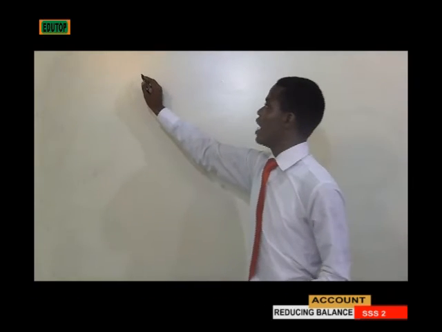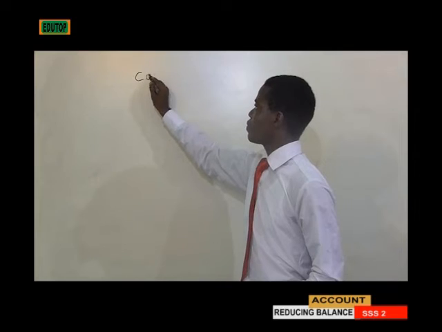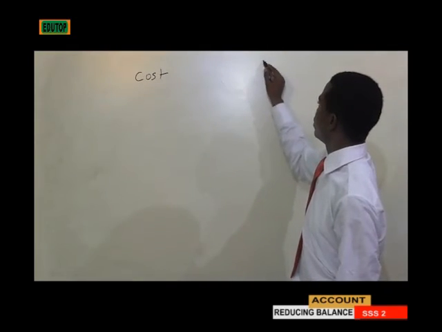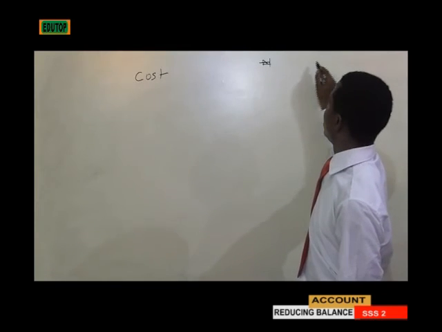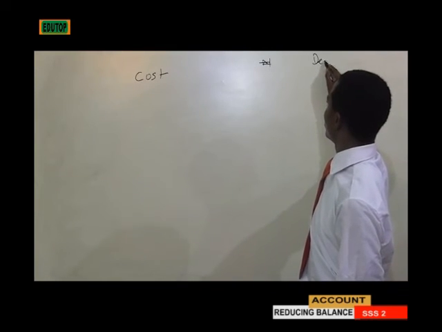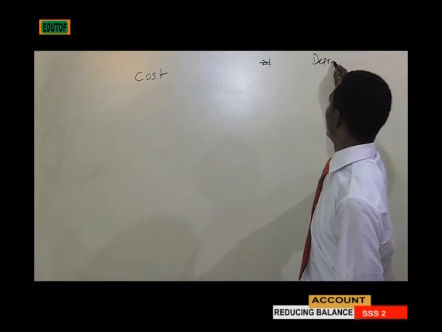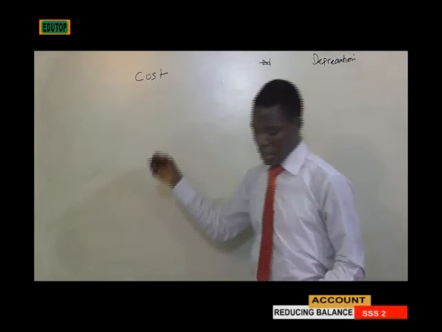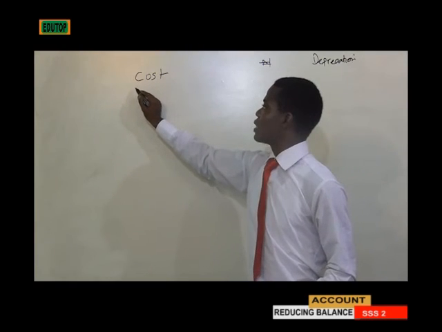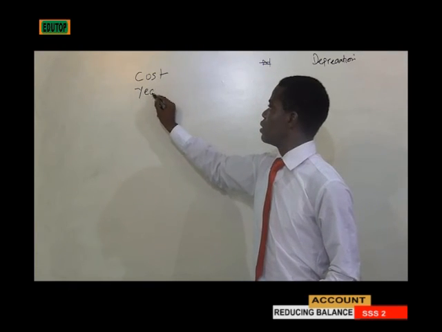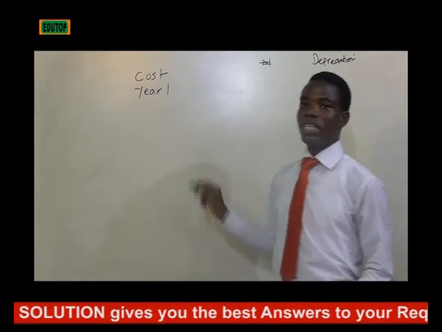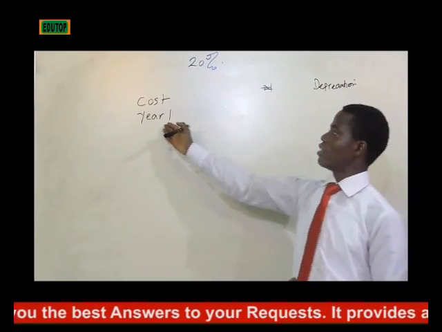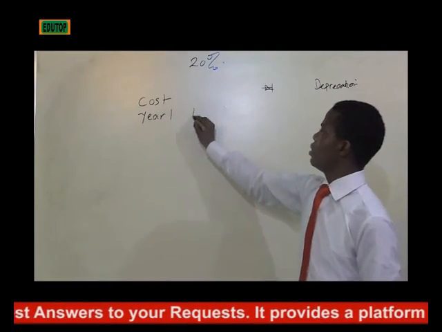What you will do here is you write cost. Then after writing cost, you write depreciation to be charged at every year. Then you write year 1. This is year 1. So you write the first year, then depreciation.